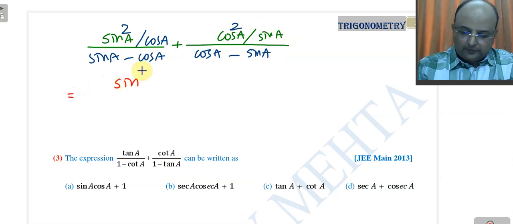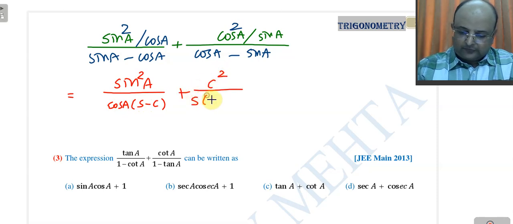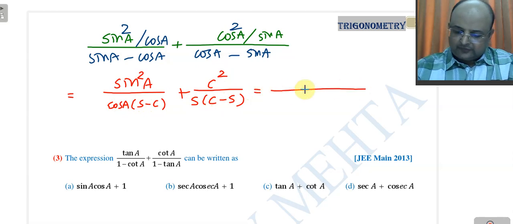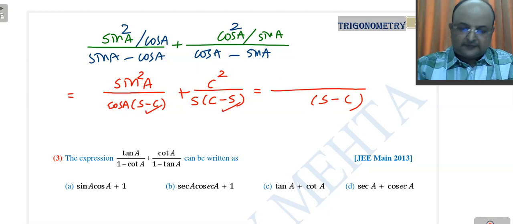Ultimately you will have sin square A upon cos A into sin A minus cos A. This is cos square A upon sin A into cos A minus sin A. I rewrite after taking LCM. Let me take LCM. This is C minus S. This is S minus C. I take S minus C, so this will be minus in between.